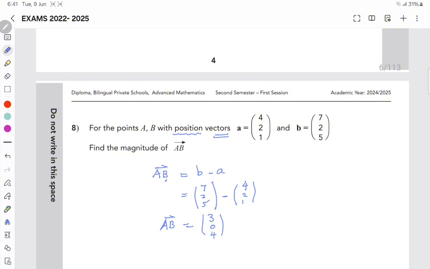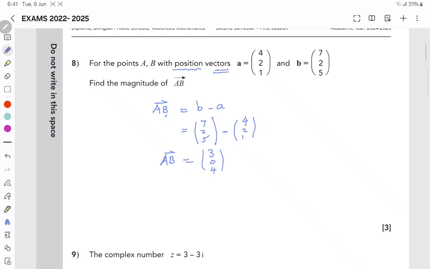Now to find the magnitude, it's equal to the modulus. And as you know, the modulus will be the root of the first one squared, x squared plus y squared, which is 0, plus z squared, which is 4. So the final answer, insert that in your calculator: 9 plus 0 plus 16, root of 25. So the final answer will be 5.